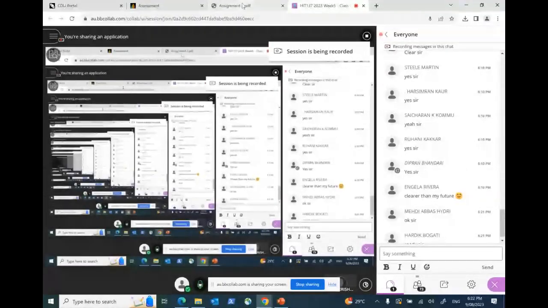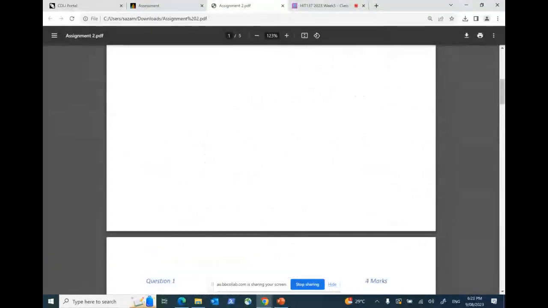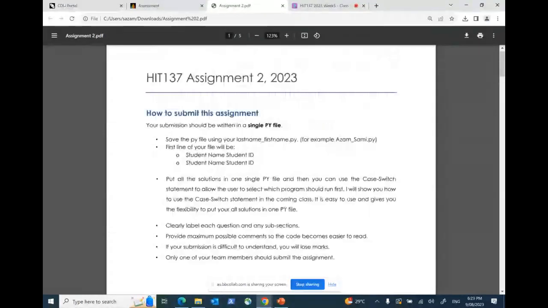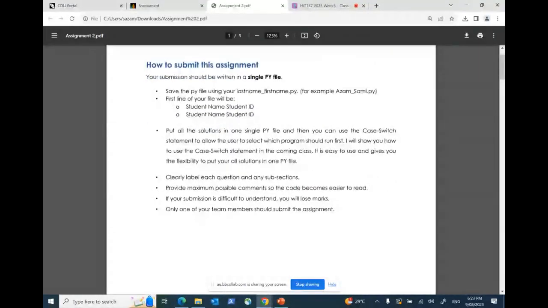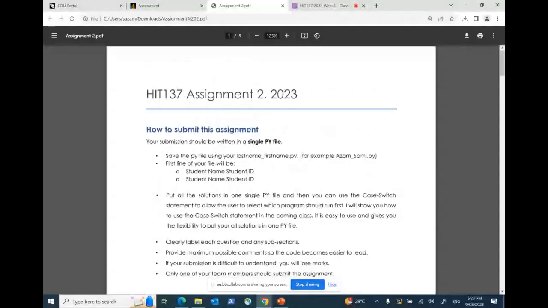Okay, so this is our assignment 2, and this particular assignment is due on the 10th of September. So you have 1 month, Sunday, midnight. It's week 8, I think, Sunday midnight, when the assessment is due. Again, it's group work. So one person from your group should be submitting assignment 2.